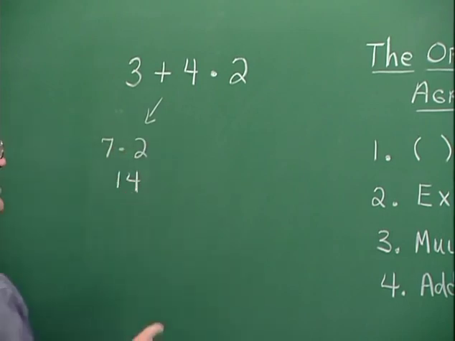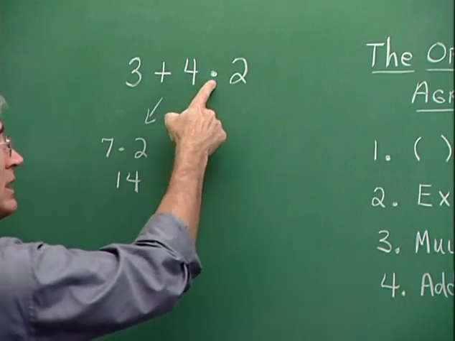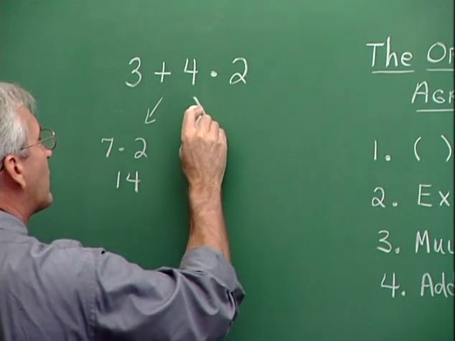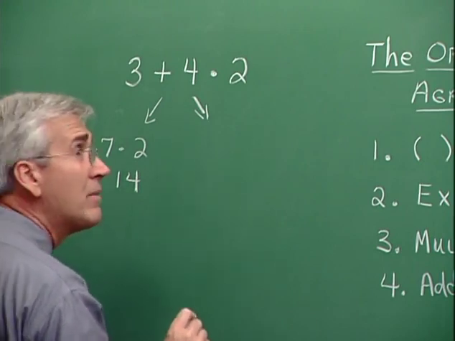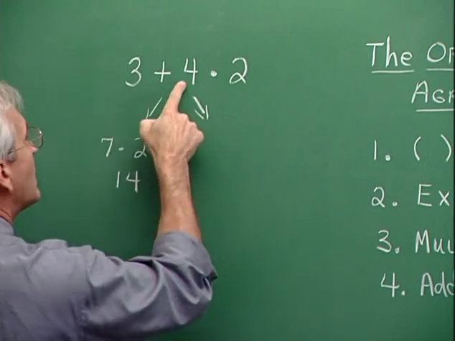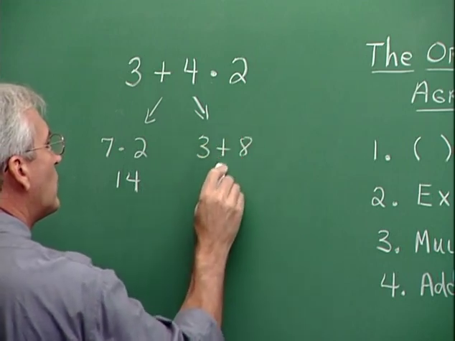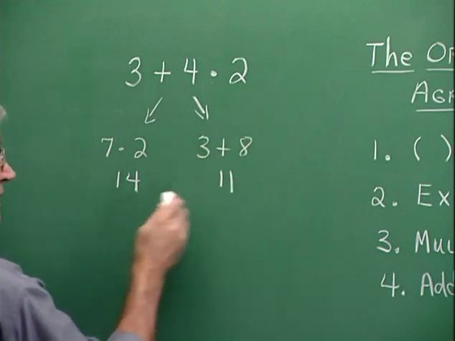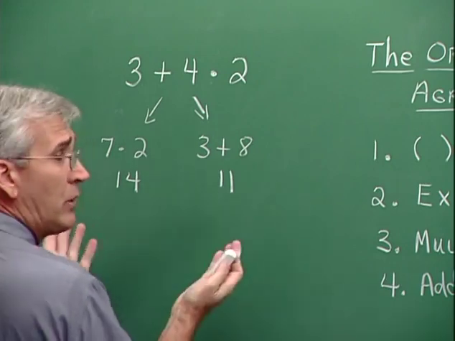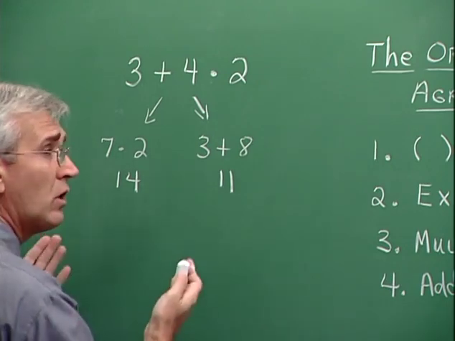And someone else might say, well, I see multiplication here, so why don't we multiply first? Another way to do it maybe is 3 plus, let's see, 4 times 2 would be 8. So 3 plus 8 would give us 11. These are different answers. One of these must be right and the other is wrong, but which one?